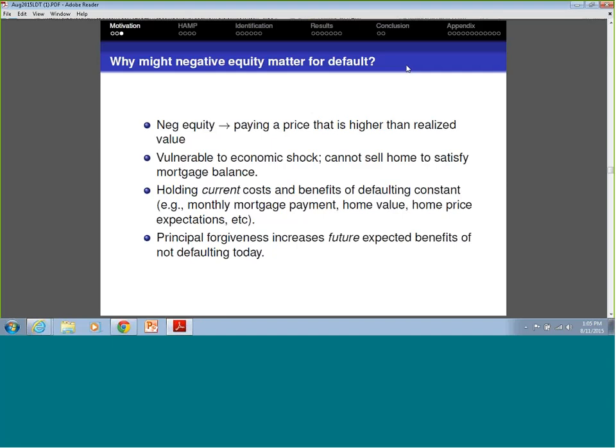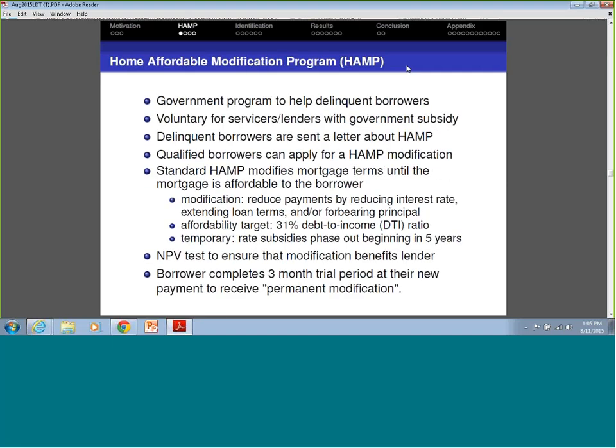HAMP is a government program to help delinquent borrowers. Participation in the program is voluntary for servicers and lenders, but conditional on participation, servicers and lenders are required to follow a very stringent set of rules. They are required to treat borrowers equivalently based on auditable, observable characteristics. The delinquent borrowers are sent a letter about HAMP and qualified borrowers apply.